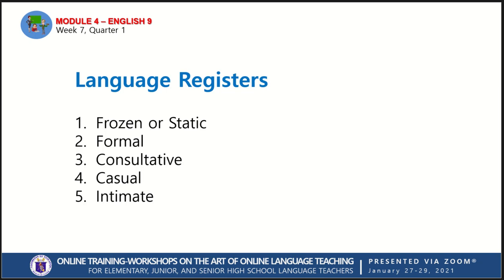As we are about to wrap up our lesson, please take note that there are 5 types of language registers. These are frozen or static, formal, consultative, casual, and intimate. And the level of formality with which we communicate depends on the way we speak to others and is greatly influenced by our relationship with them.